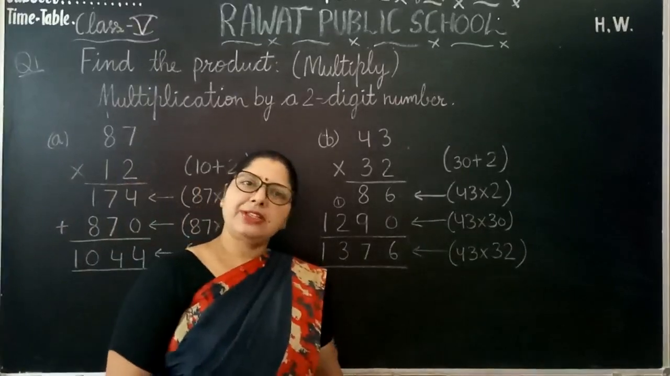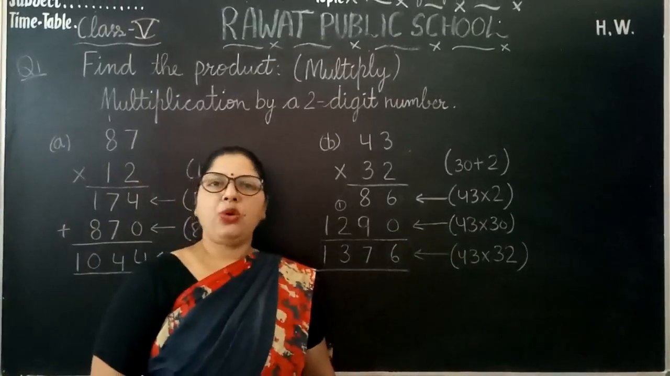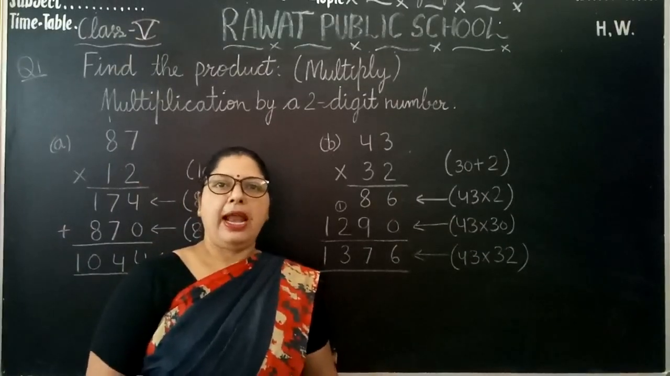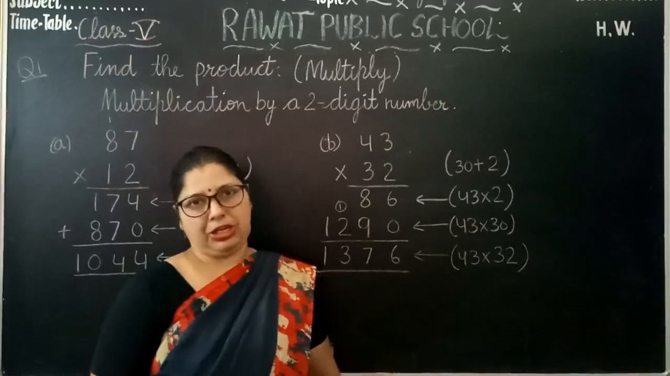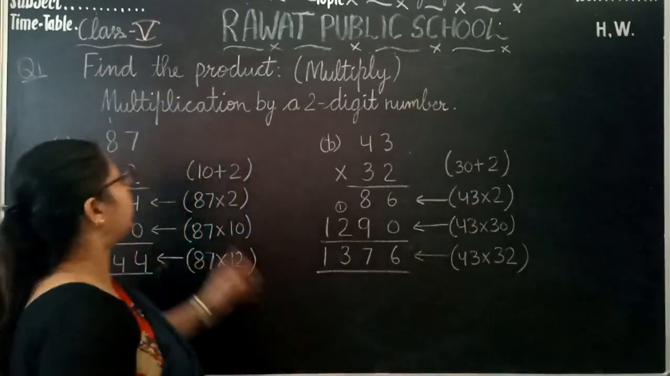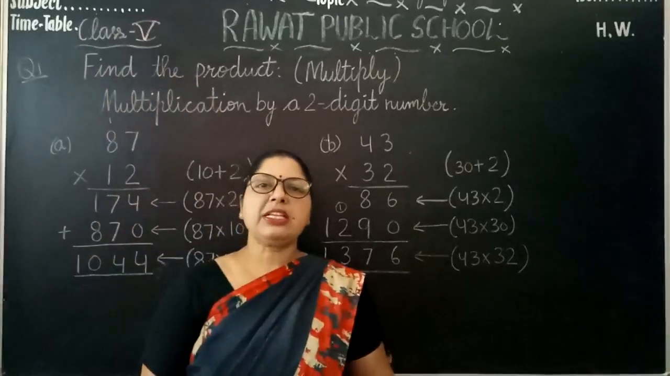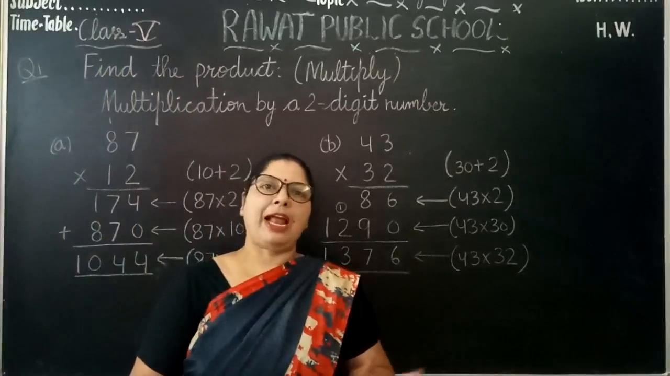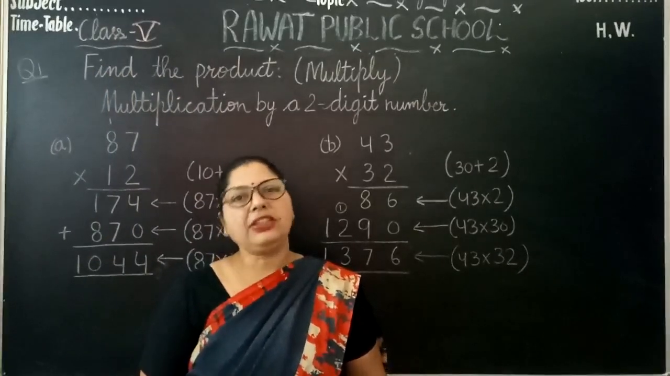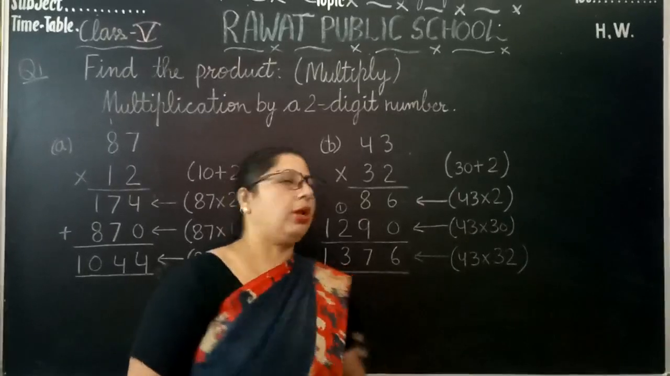Now, students, yesterday we did addition and subtraction, and I hope you understood addition and subtraction very easily. Today we will do multiplication. When we solve multiplication sums, we write the question, find the product. Find the product means the answer when we multiply two numbers. That answer is called the product of those two numbers.